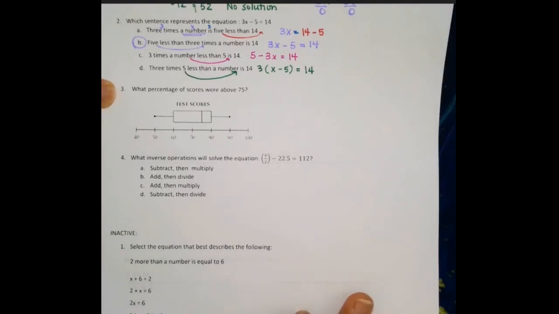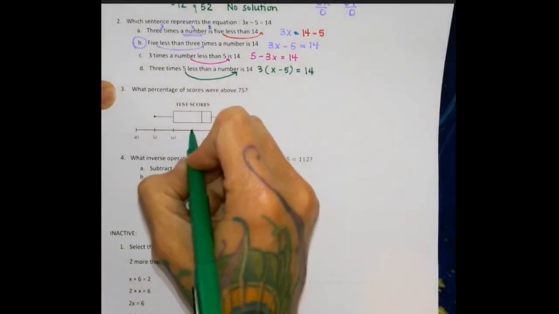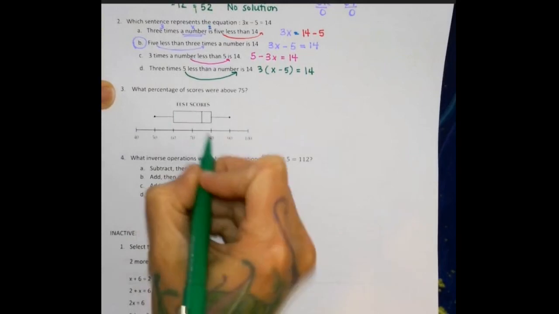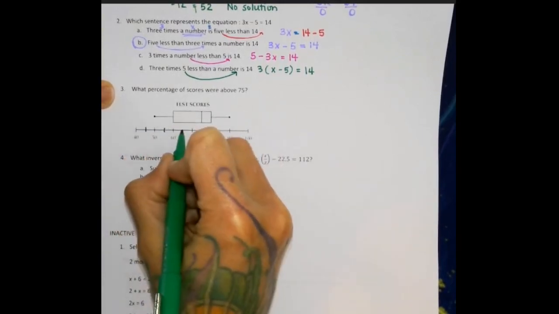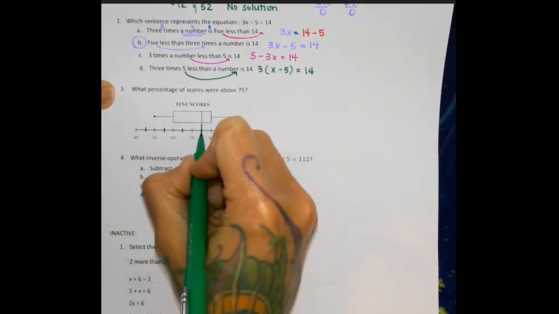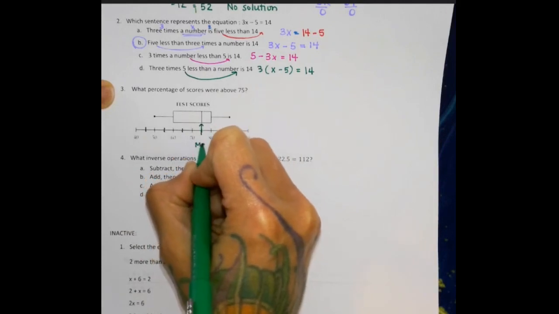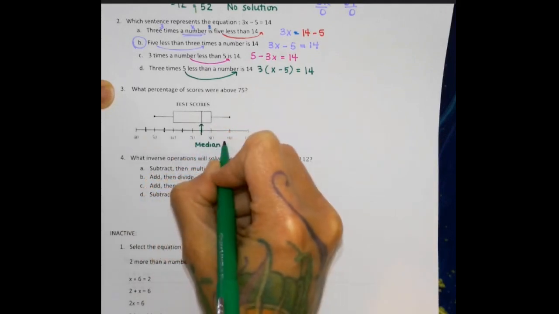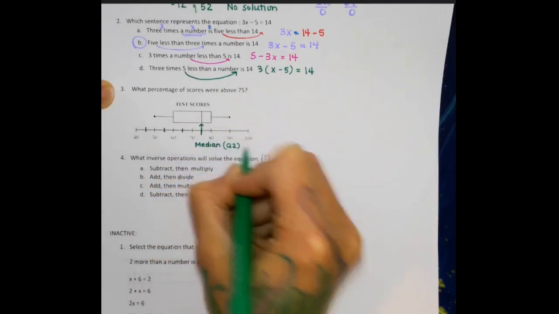I'm going to go through what percentage of scores were above 75? So first of all, you want to identify 75. These are counting by 10. So 45, 55, 65, 75. That's our median, or we could call it Q2.